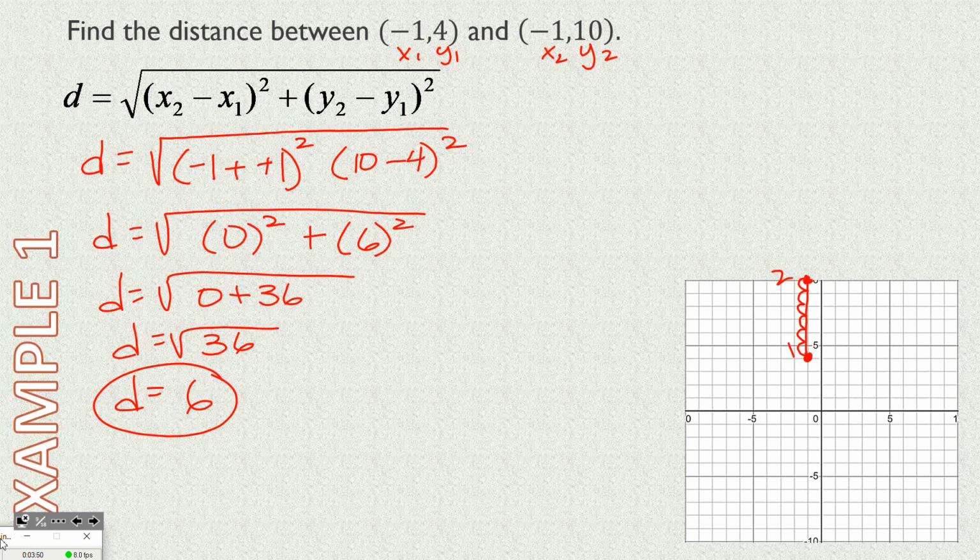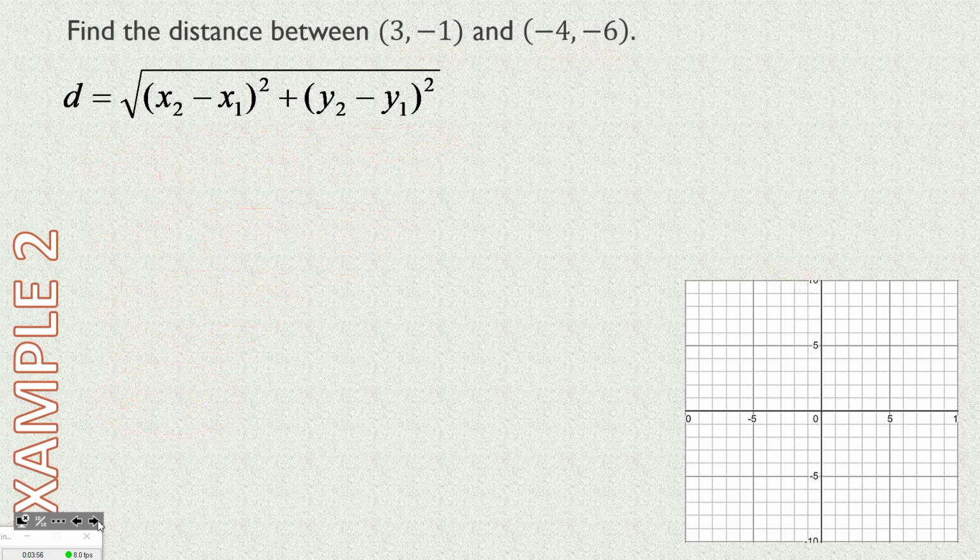All right, but here's the thing. It's not always going to be a nice whole number because sometimes the points are not going to be just in a straight up vertical or horizontal position from each other. So here, let's do another example problem. We'll call this point 1 and point 2, and we'll plot the 2 points. So the point 3, -1 is right here. And the point -4, -6 is right here. So this is 1, this is 2.